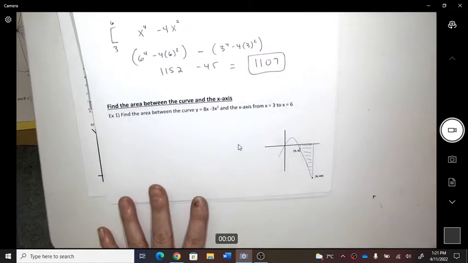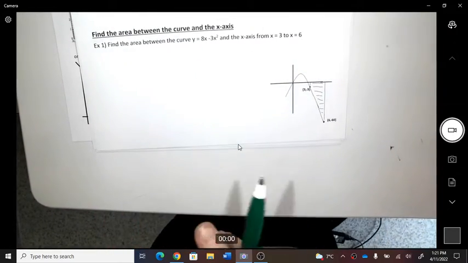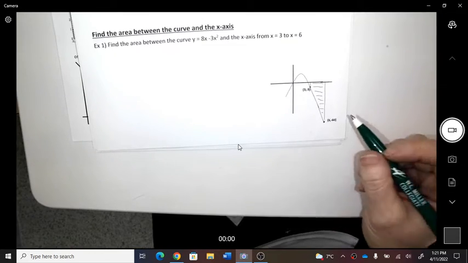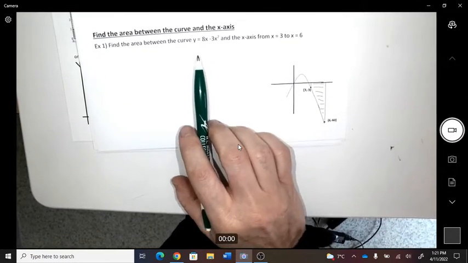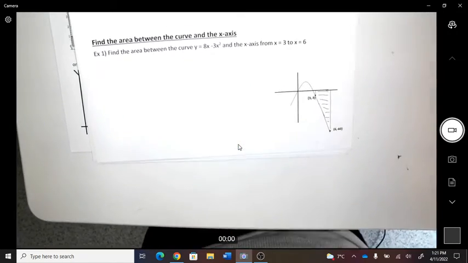It's not. It's fun. Okay, finding the area between two curves. Okay, so we're going to find the area between this curve from 3 to 6.